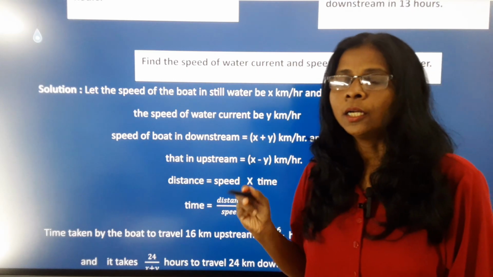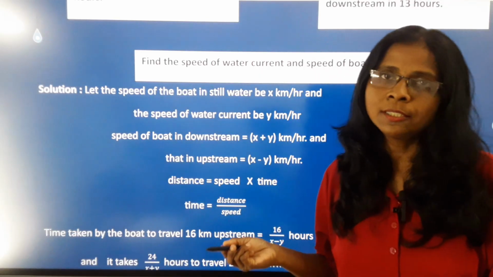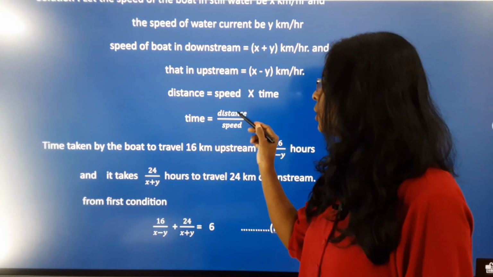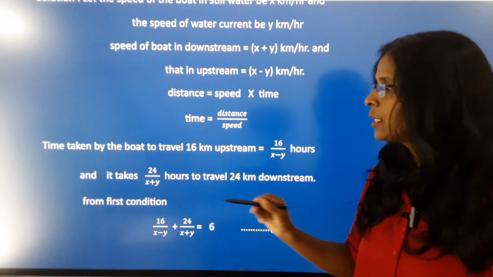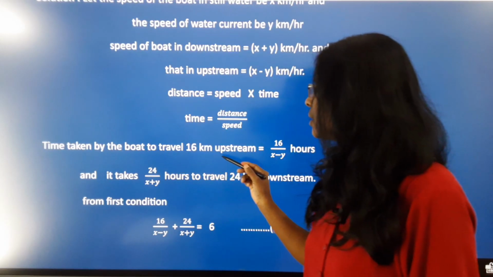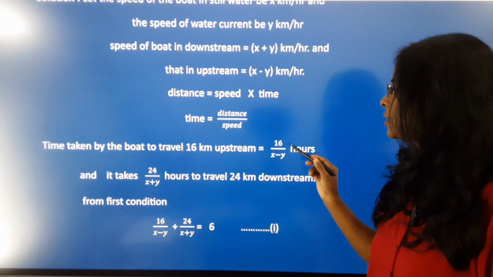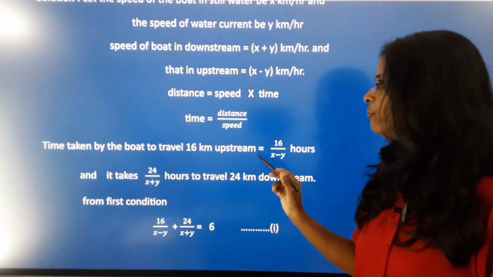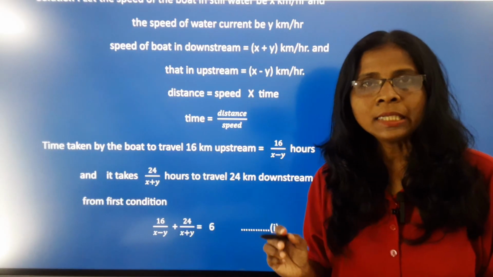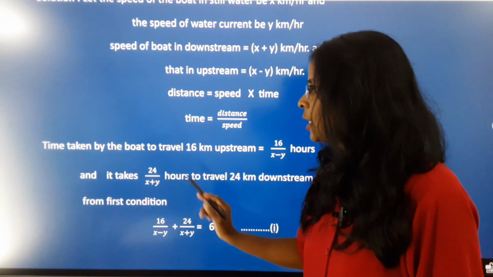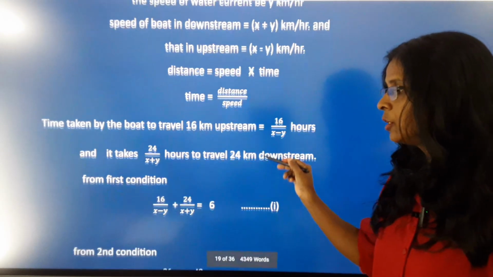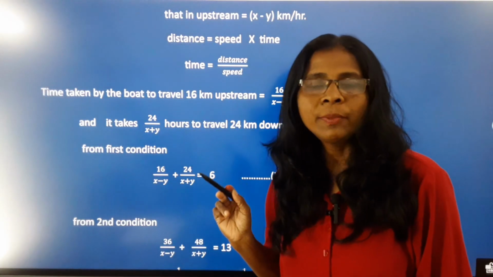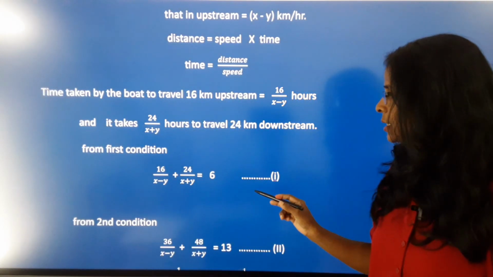Now we know the formula for distance, that is equal to speed into time, and here we convert it into time, so distance upon speed. So now the time taken by the boat to travel 16 km upstream is equal to 16 upon x minus y hours, and the time taken by the boat to travel 24 km downstream is equal to 24 upon x plus y. So now from the first condition, we have 16 upon x minus y plus 24 upon x plus y is equal to 6. Call it the first equation.